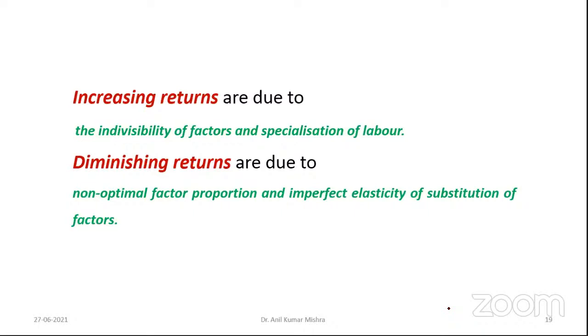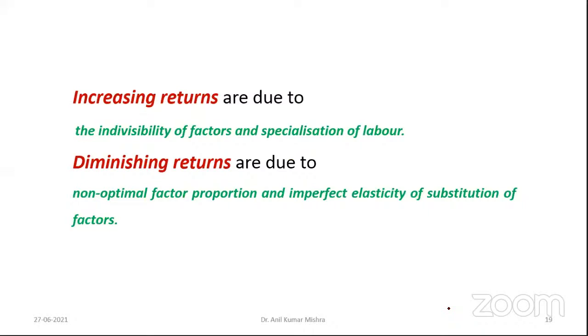Next comes the second stage. Why is the second stage called the diminishing returns? It is due to non-optimal factor proportions and imperfect elasticity of substitution of the factors. You already know the meaning of elasticity, how to calculate it: the marginal productivity of labor divided by the average productivity of labor. From that, we can judge whether the productivity increases or decreases. From that particular elasticity, we can observe that the total product, no doubt, increases at a diminishing rate, but here the marginal product of the variable factor lies below the average productivity. And due to that, this stage is called the law of diminishing returns.